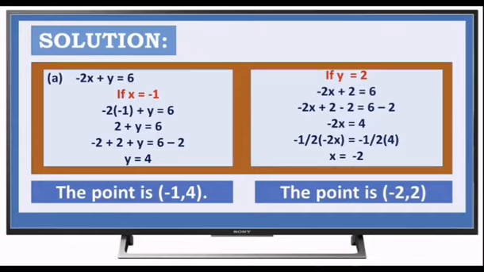To eliminate negative 2 in negative 2x, apply the multiplication property of equality. Multiply negative 1/2 to both sides. So, negative 1/2 times negative 2x equals negative 1/2 times 4. Negative 1/2 times negative 2 is 1, that's why x is left. And negative 1/2 times 4 is negative 2. Therefore, x equals negative 2. Now, we have the second point, negative 2, positive 2.